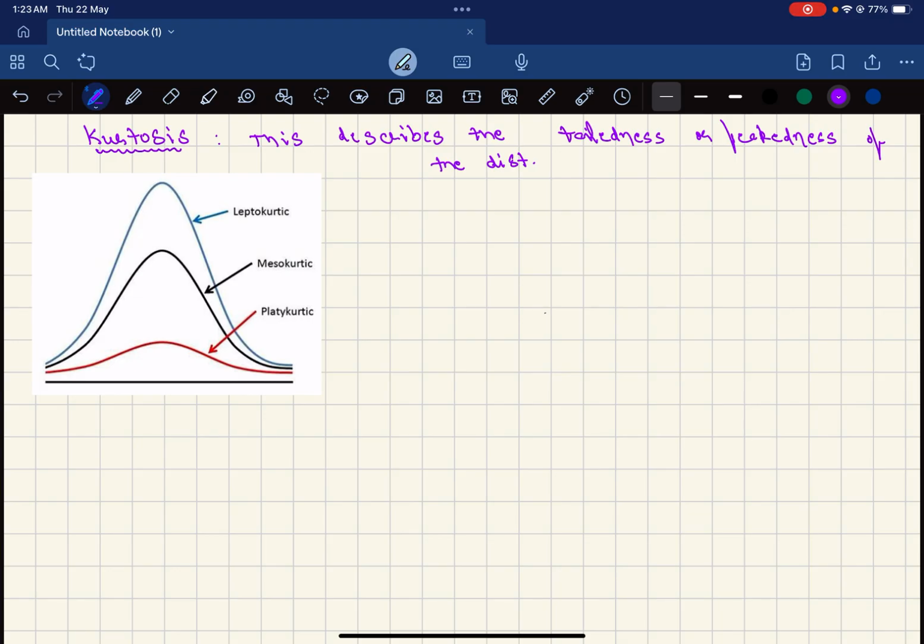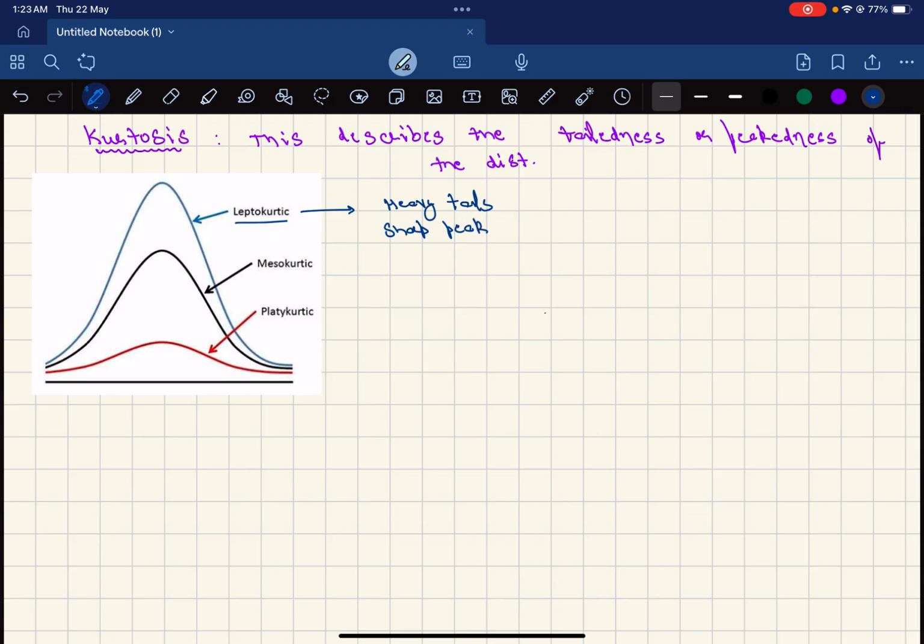Now there are three types of kurtosis. Just like we had three kinds of distribution in terms of skewness, we have three kinds of distribution in terms of their kurtosis values as well. So for the leptokurtic distribution, as we can see from the top distribution here in blue color, this particular leptokurtic distribution clearly has got heavy tails and it has a sharp peak.